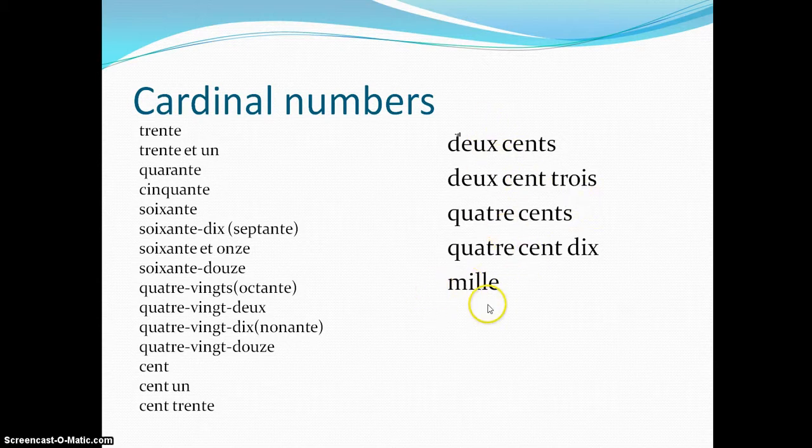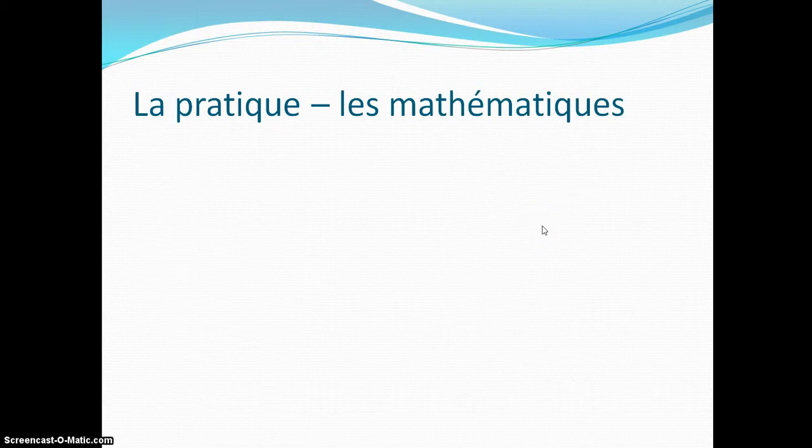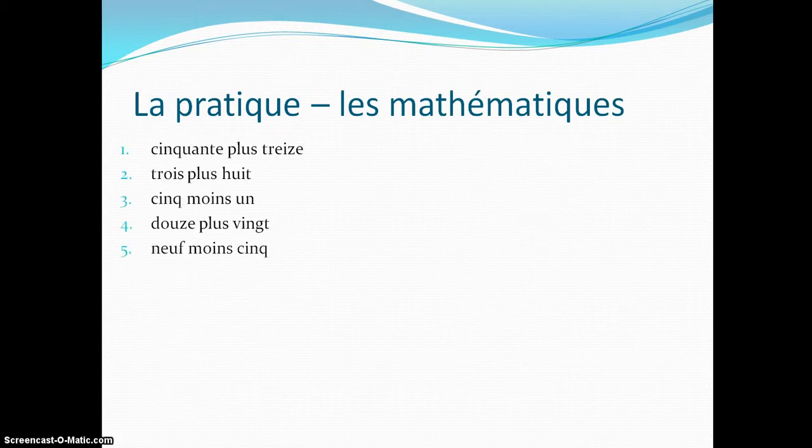1000. 4000, notice no S on the end of here, so 4,000, not 4,000s, as in English, might be. 200,000. And then 1 million. Okay, so let's have a bit of practice.